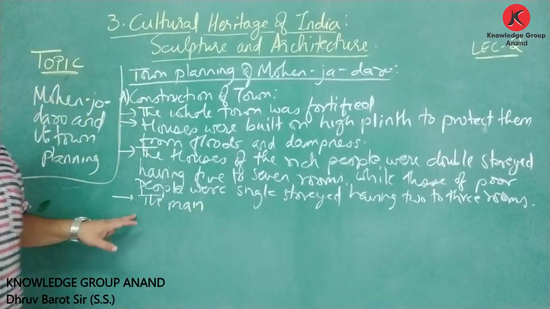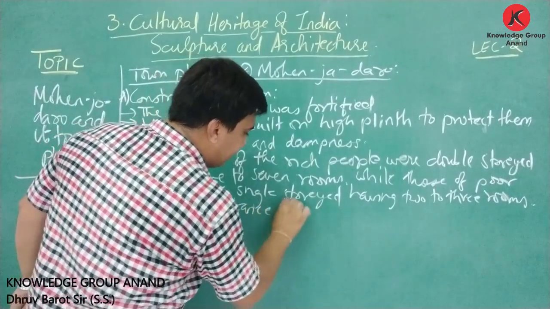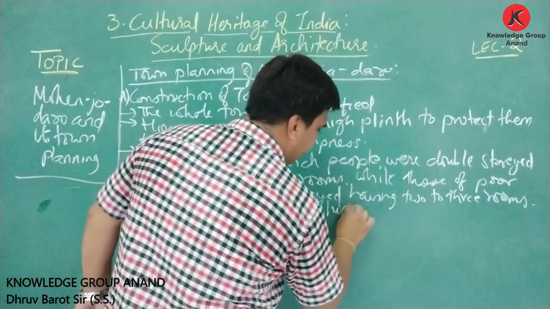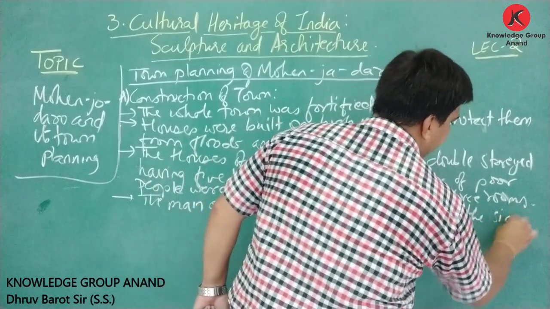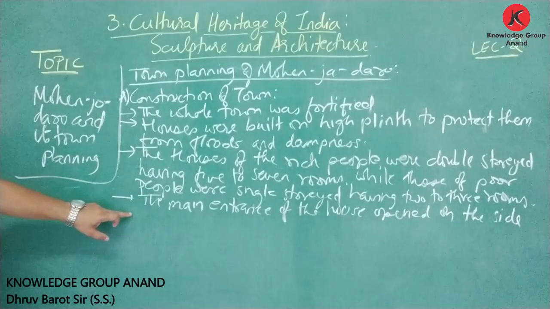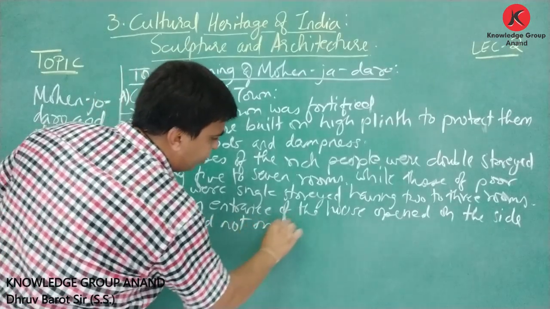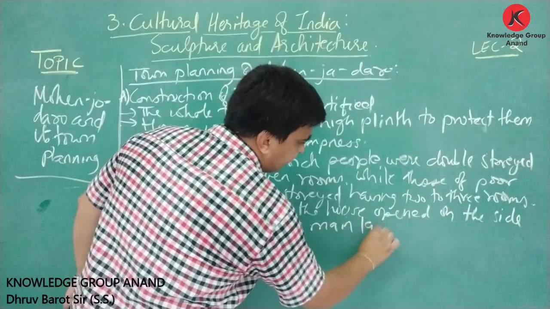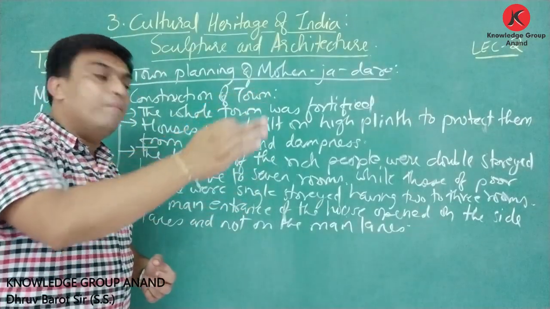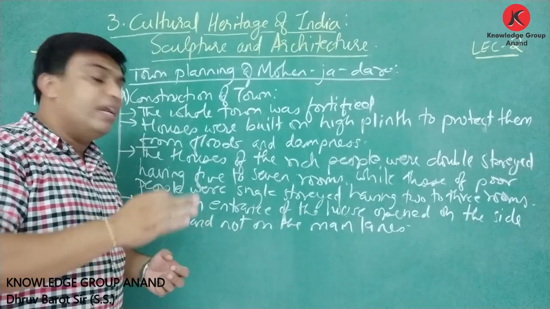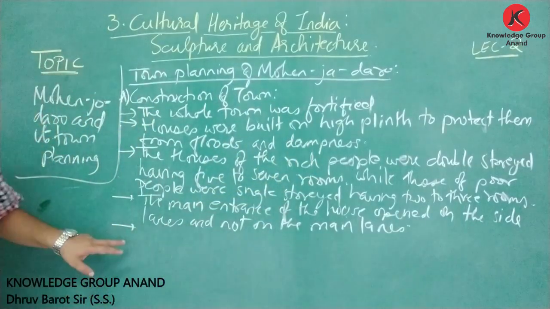The main door, if we talk about this planning, here it is said the main entrance of the house opened on the side lanes and not on the main lanes. Here it is said even the main entrance was on the side, not at the main lanes, so that directly no one can enter.